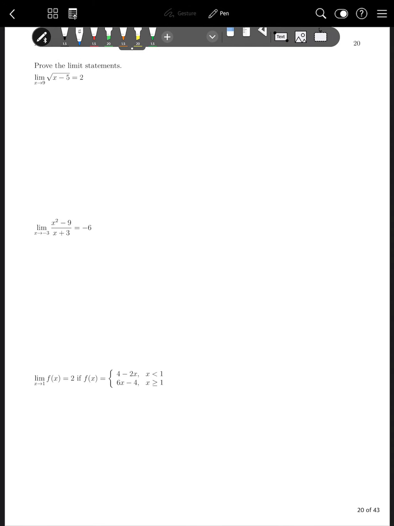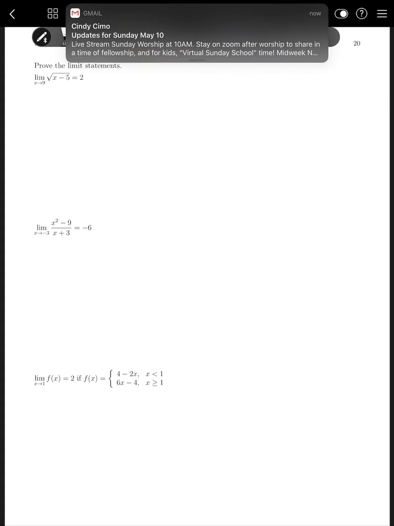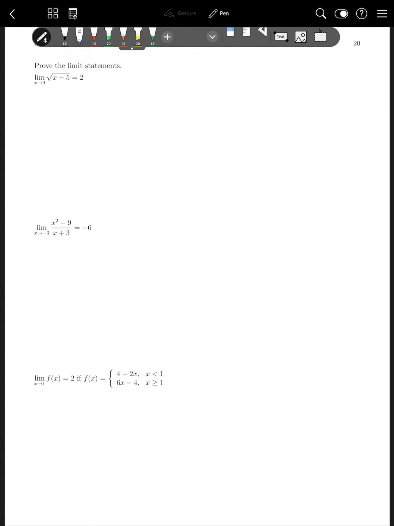Okay, the last thing we need to be able to do in this section is this proof idea. Okay, proving that the limit we think it is, is the limit it is. Now, I went ahead and found the limits for these, but it doesn't really matter which one you're dealing with. You could check, right, and make sure that is the limit. If I plug in 9, square root of 9 minus 5 is 4, square root of 4 is 2. So that is the limit.